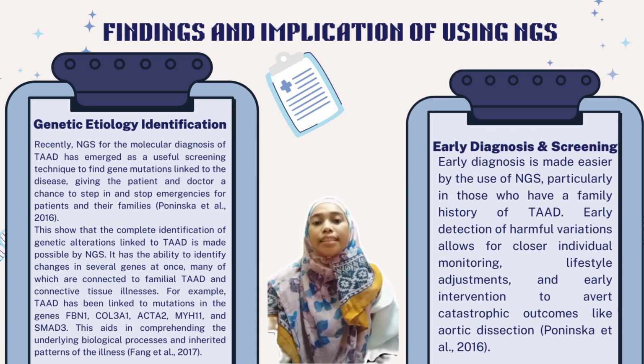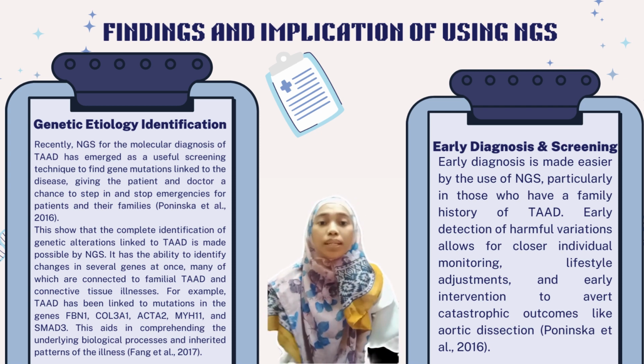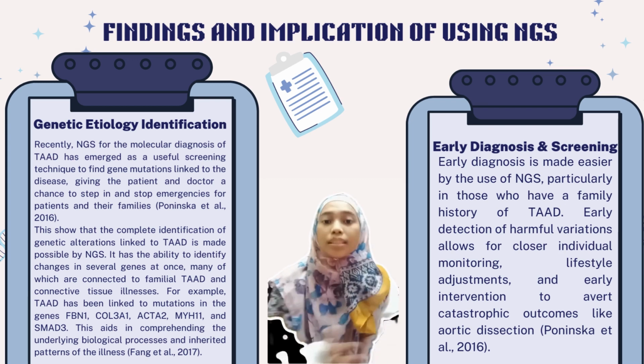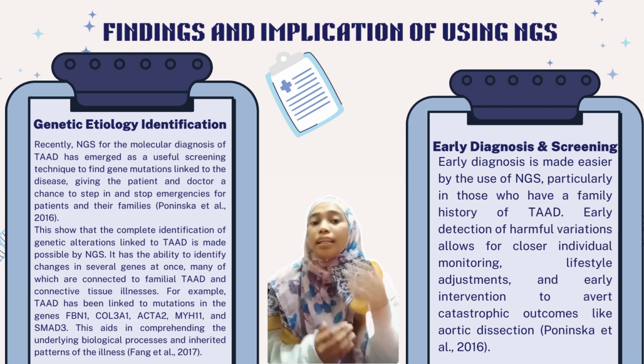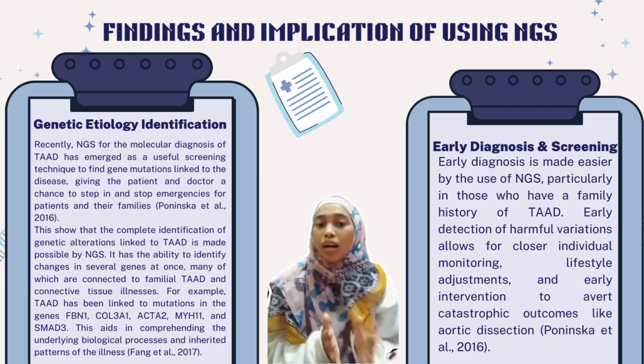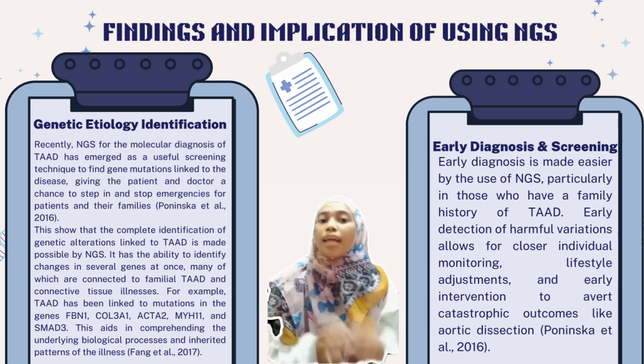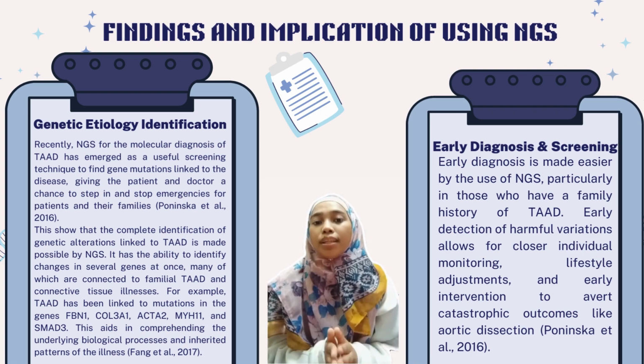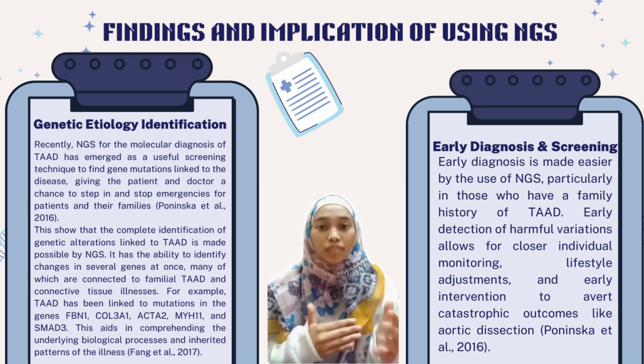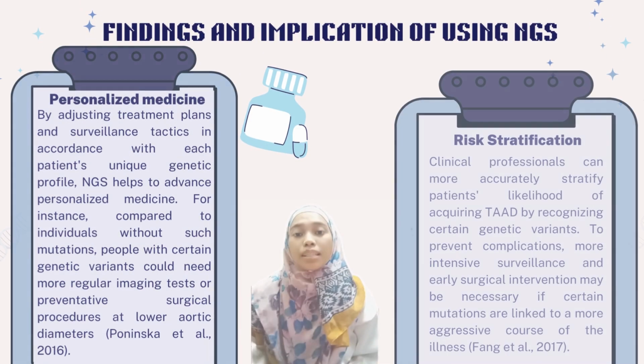2. Early diagnosis and screening. Early diagnosis is made easier by the use of NGS, particularly in those who have a family history of TAAD. Early detection of harmful variation allows for closer individual monitoring, lifestyle adjustment, and early intervention to avoid catastrophic outcomes like aortic dissection.